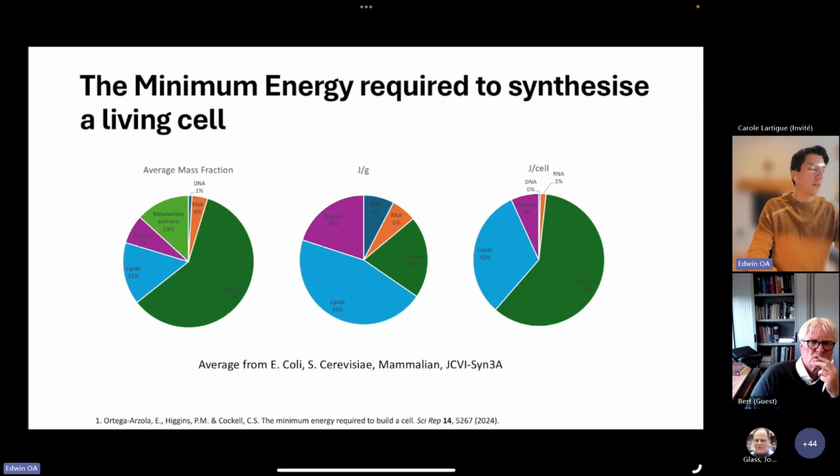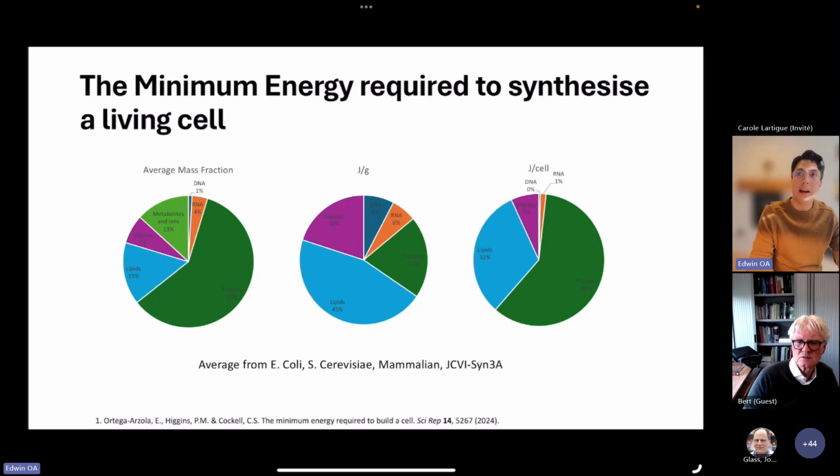So let's go for the first one, average mass fraction. So proteins take up most of the cell's dry weight, up to 60%. Lipids account for around 15%, glycan 7%, and so on. DNA and RNA are the lowest, DNA being 1% and RNA around 4%. Again, these are just averages. These are not accurate numbers.